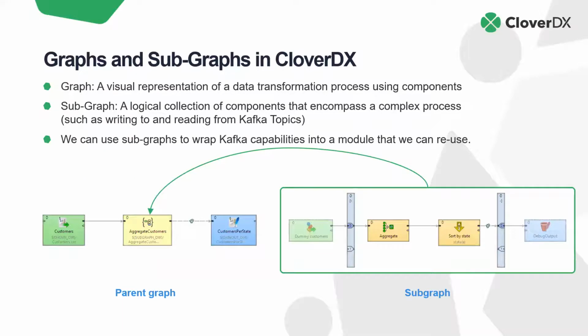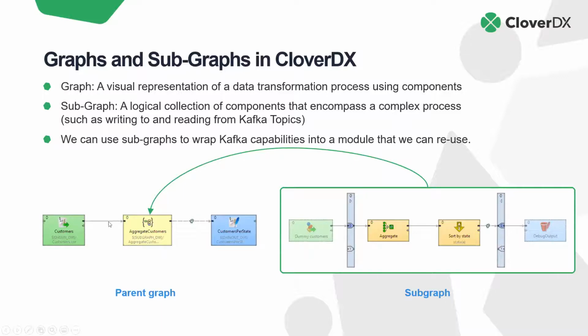So we can achieve this in CloverDX using graphs and subgraphs. Graphs are just a visual representation of a data transformation using components. In CloverDX, I'll show you in a moment, essentially we have our drag and drop components. We have readers, writers, things that can transform data along the way. The base of it being that we have some sort of source and some sort of target.